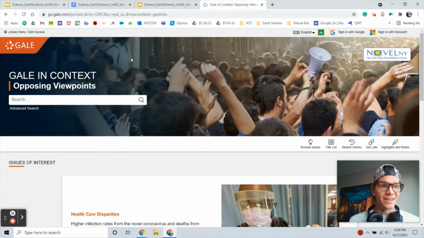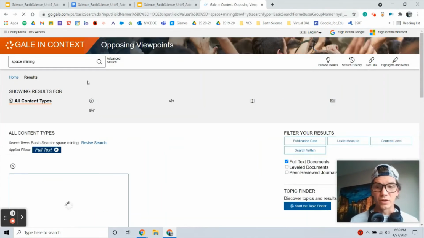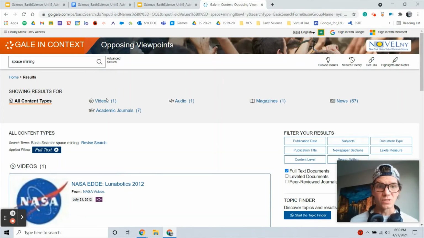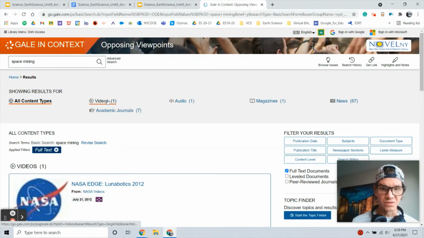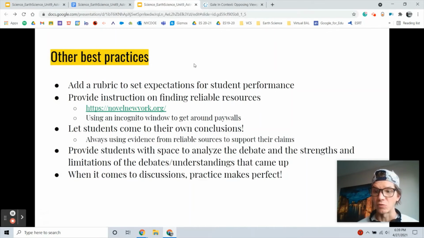Once you open this Gale in Context database, you'll be able to search. We can look for space mining, and it'll give you a number of different types of resources that include academic journals, videos, audio, newspapers, and magazines. So definitely teach your students where to find their resources, teach them how to find reliable resources. So I always say anything that ends in .org or .gov, anything from a publication.